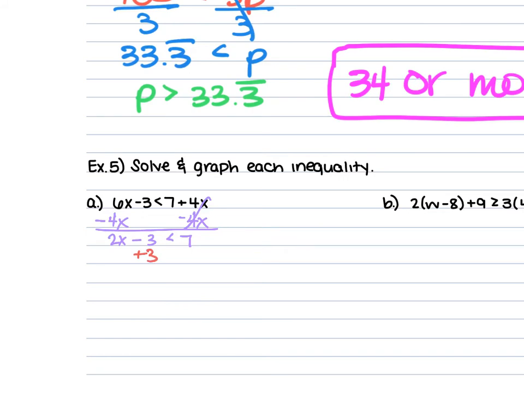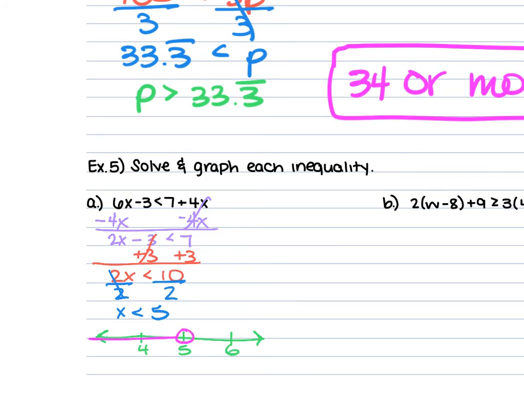We're going to move the 3 over by adding it to each side. We get 2x is less than 10. And then divide each side by 2. We get x is less than 5. So on our number line, we're going to have a 4, a 5, and a 6. We're going to have an open circle on 4, and our line goes to the left because our variable comes first in our inequality and our sign points to the left.